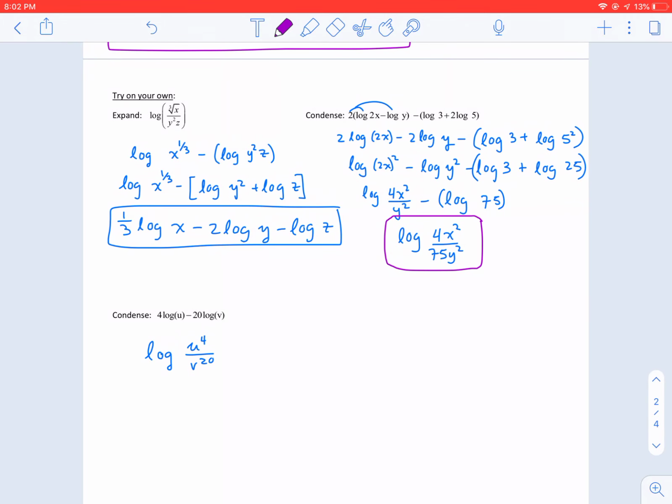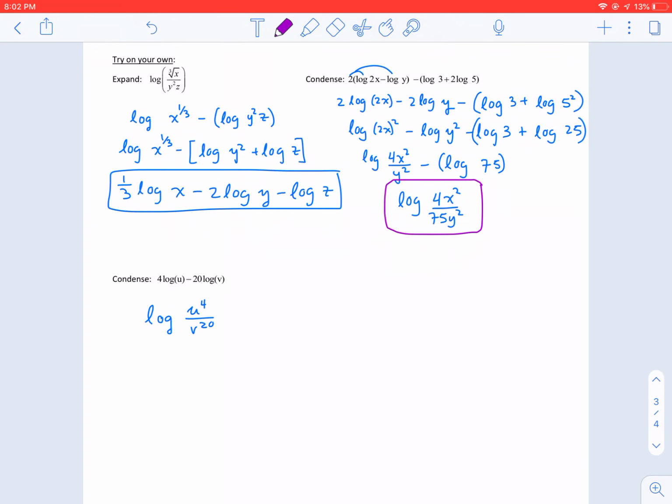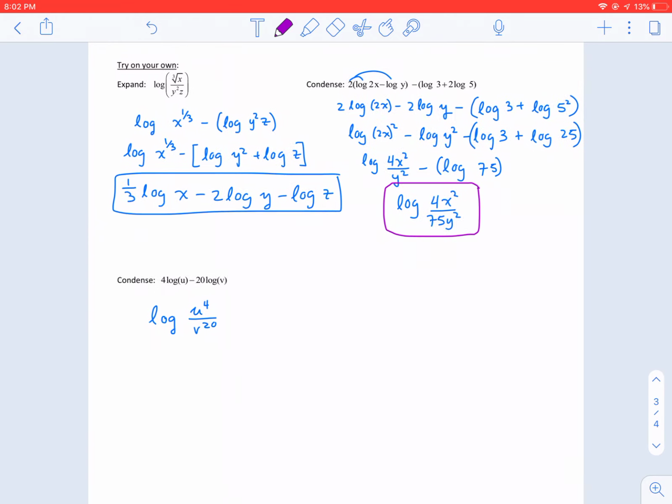So that's going to be it. That is expanding and condensing logs.